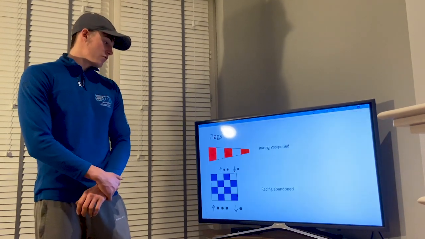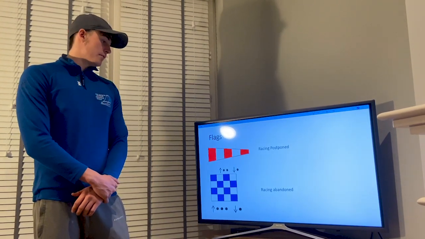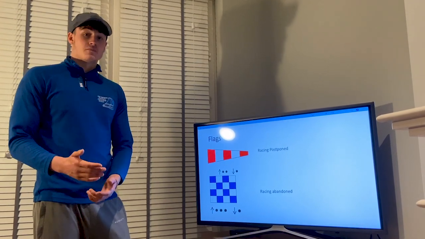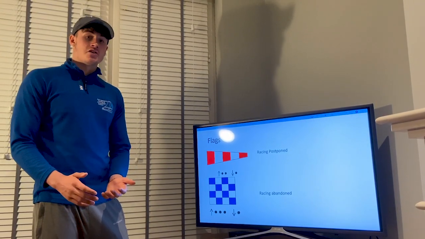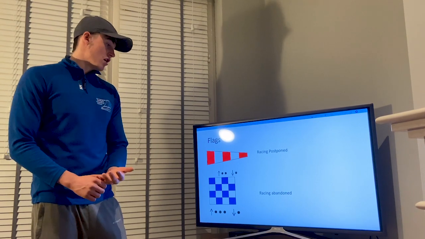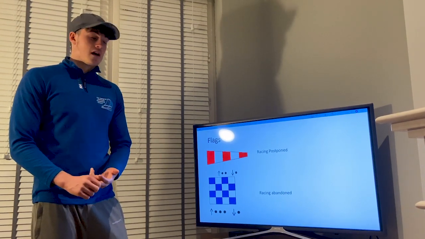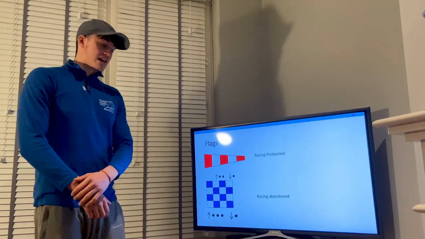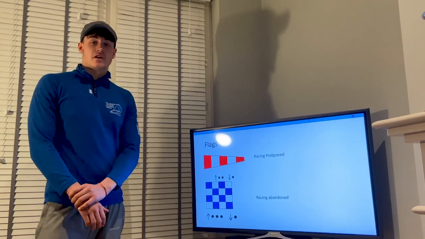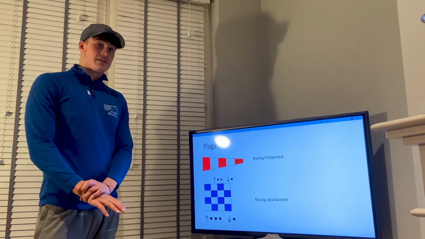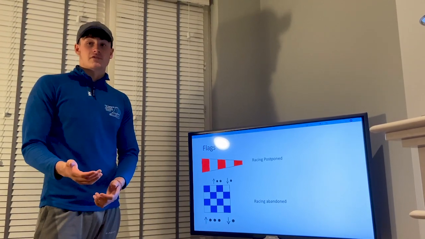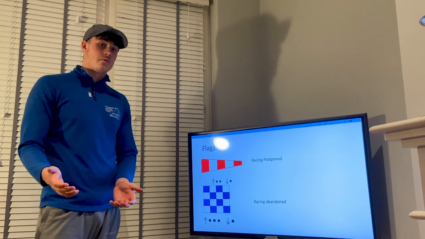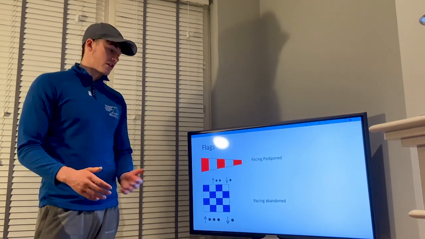So finally, we'll move on to flags. Now, we're just going to go through some basic flags. You'll learn more about these on your more advanced racing modules, but these are ones that you need to be aware of. So this red and white flag here, you see it's in a triangular shape, means that racing is postponed. So if you get a squall that moves in, some bad weather, the committee may postpone the race, or even if there's a period of light winds where no one can move, you'll also get this.